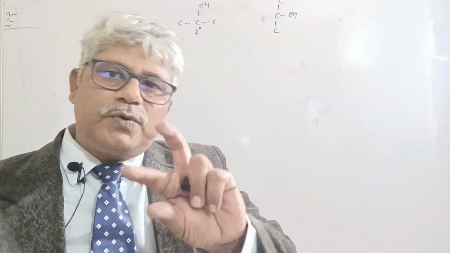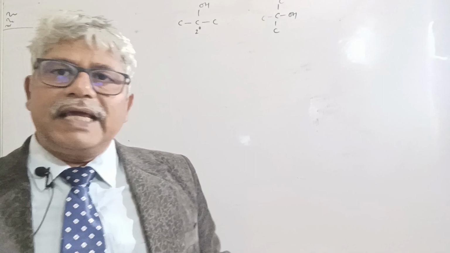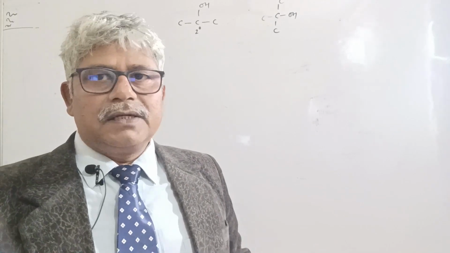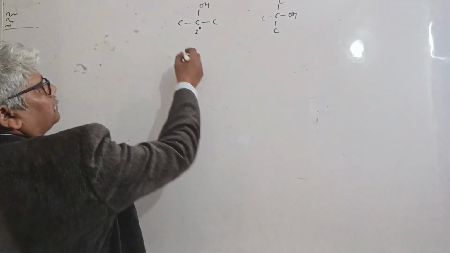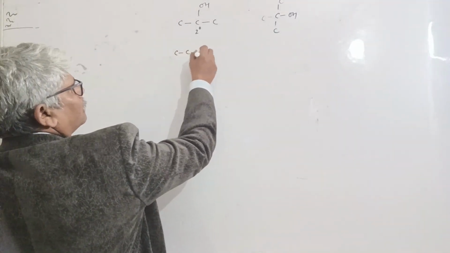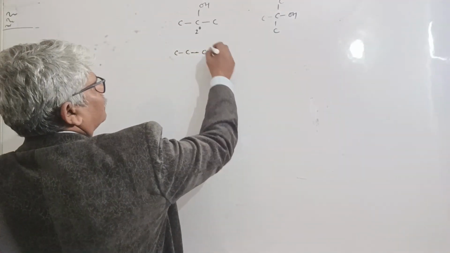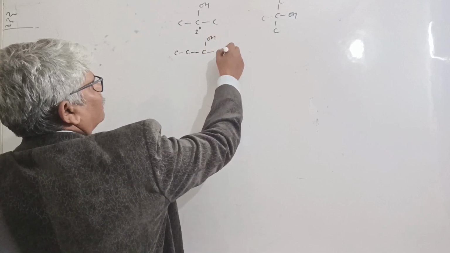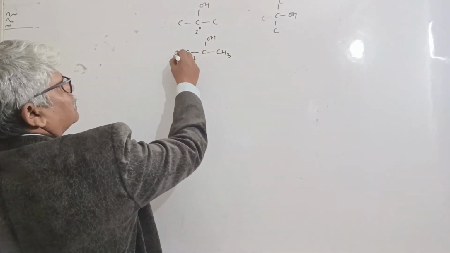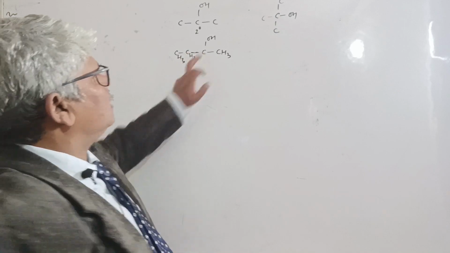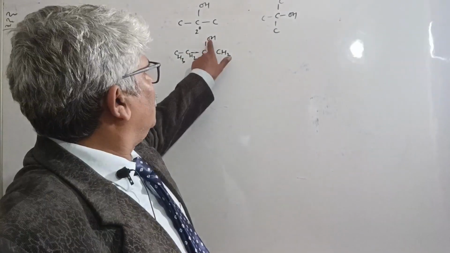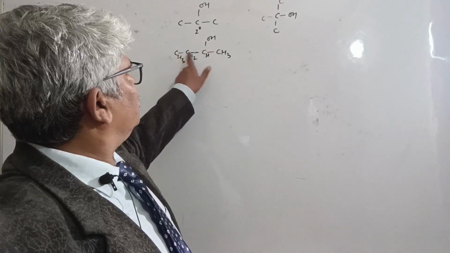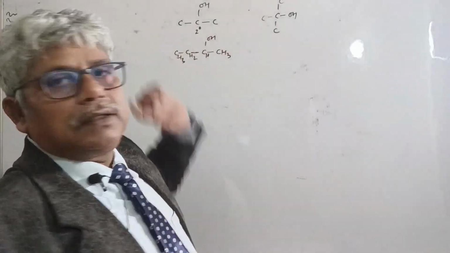Now in this case I am going to write a question first and then we will take up the answers. But before that I will write the flow chart. Let us see. This is a secondary alcohol called butan-2-ol. Meth, eth, prop, butan-2-ol.